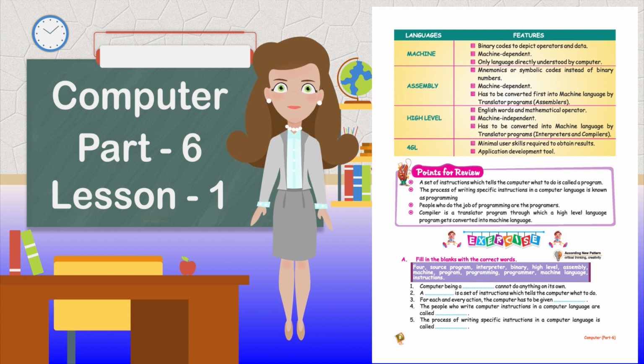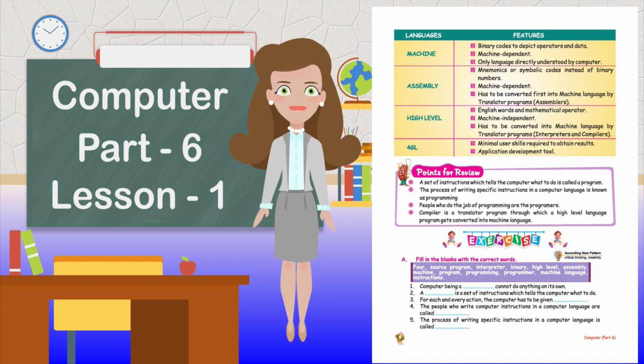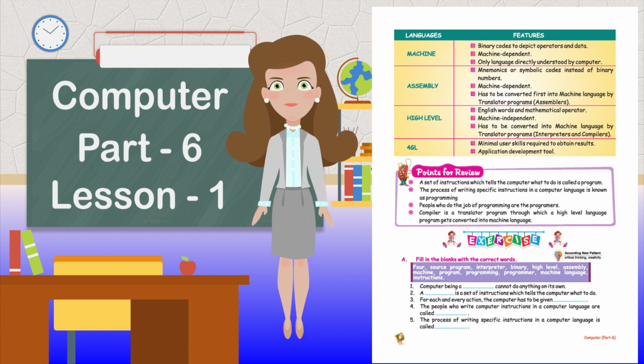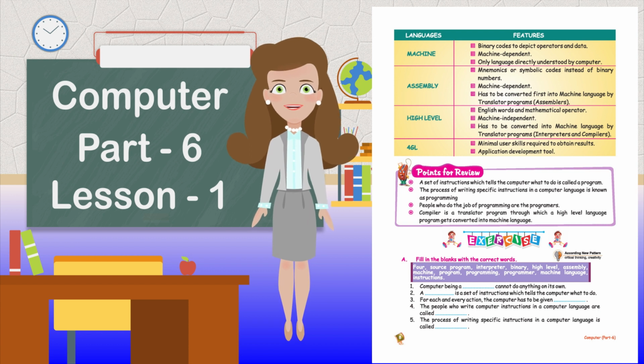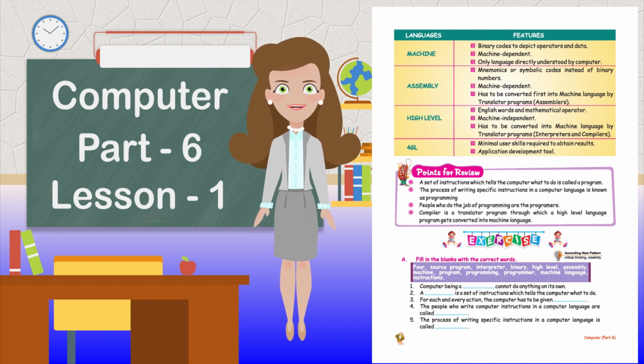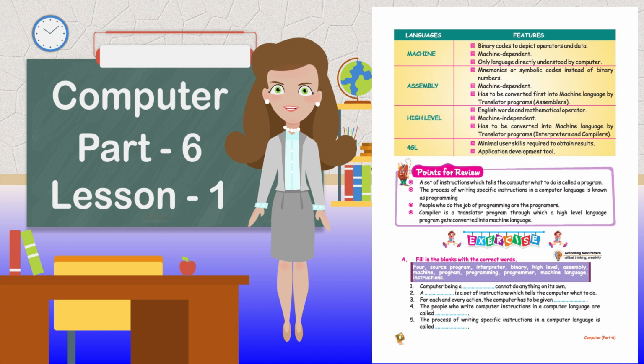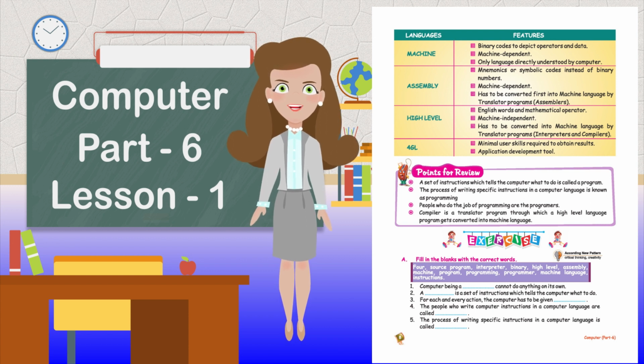Points for review: a set of instructions which tells the computer what to do is called a program. The process of writing specific instructions in a computer language is known as programming. People who do the job of programming are the programmers. Compiler is a translator program through which a high-level language program gets converted into machine language.